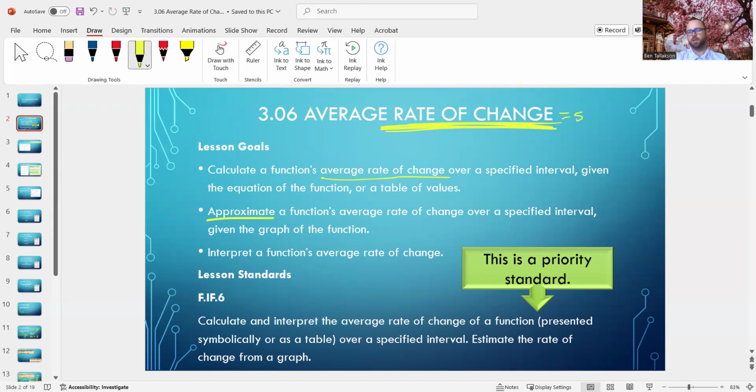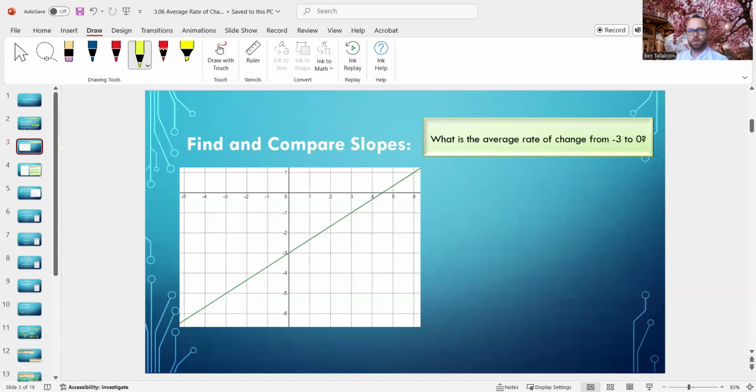Hopefully you're thinking slope. Because if the slope is steep, that is happening very quickly, right? Our x-axis is always time. If it's not so steep, this is happening more gradually over time. So let's compare some slopes.